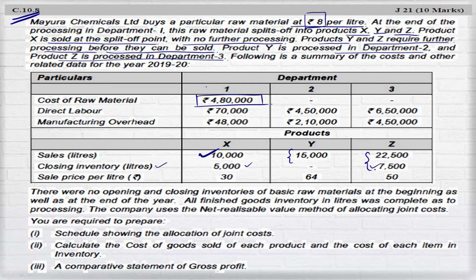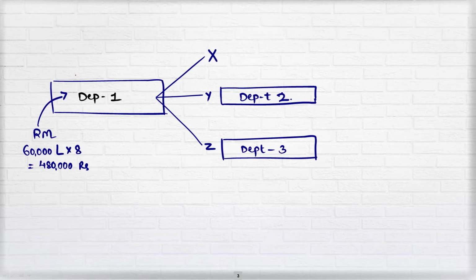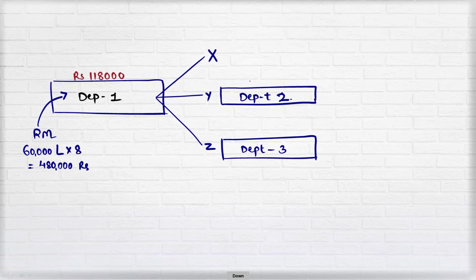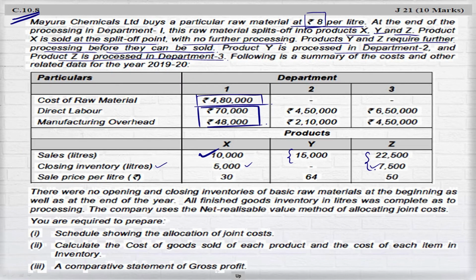Following is the summary of cost and related data. Raw material cost we have already considered. What is the other cost in department 1? 1,18,000. All of you agree? Other cost is rupees 1,18,000 in department 1. What is the cost in department 2? 4,50,000 plus 2,10,000, 6,60,000. And department 3, 11 lakhs.